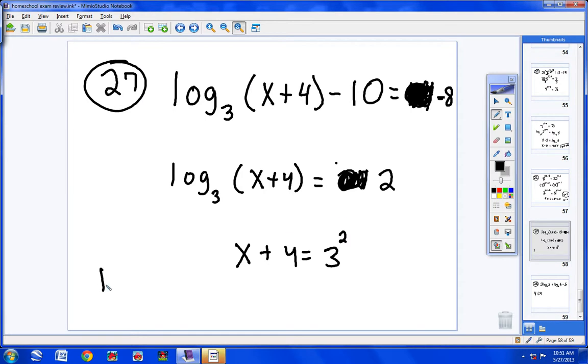Remember this? Log base A of B equals C means A to the C equals B. That's what we're doing. Logarithmic form to exponential right there. And then we know that 3 squared is 9, so we really have x plus 4 equals 9. And then subtract 4, x equals 5.